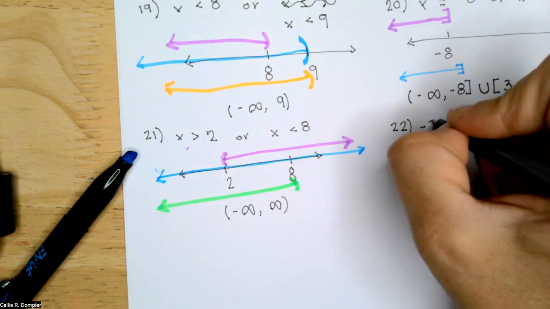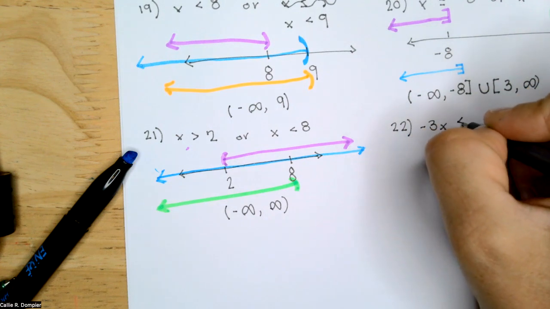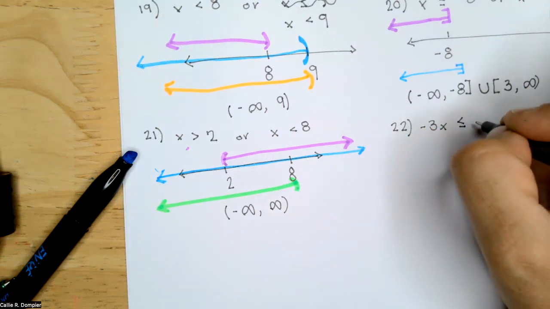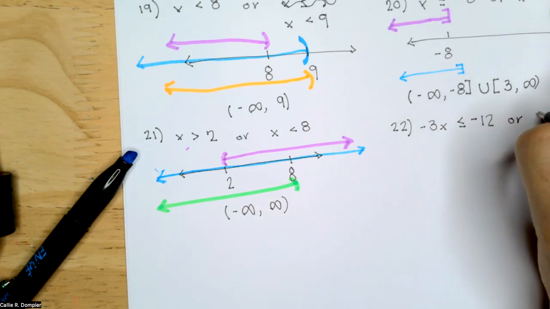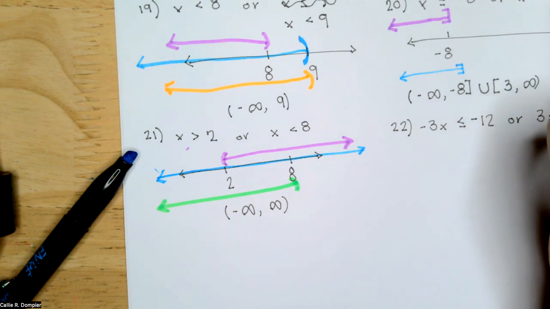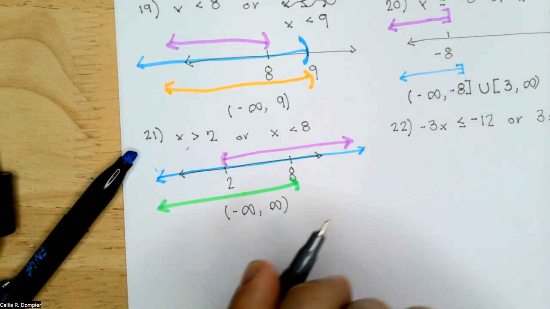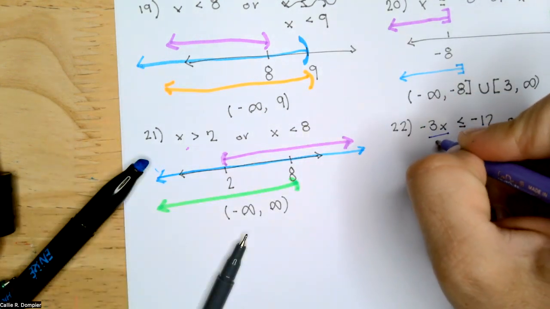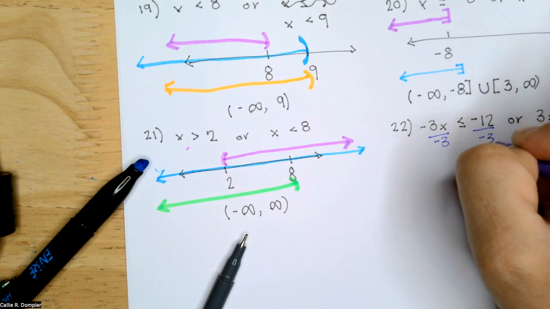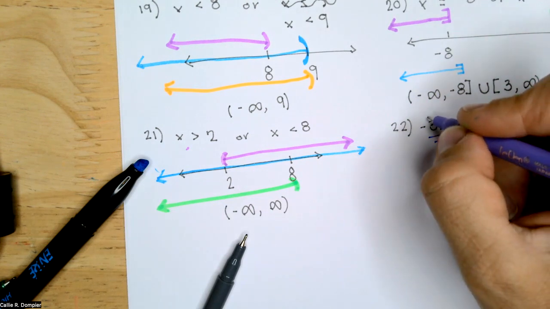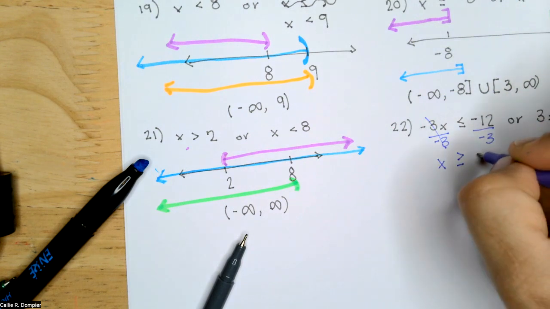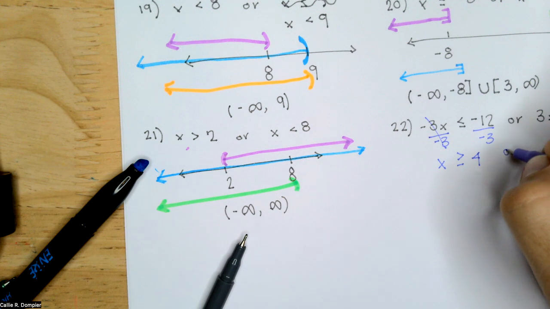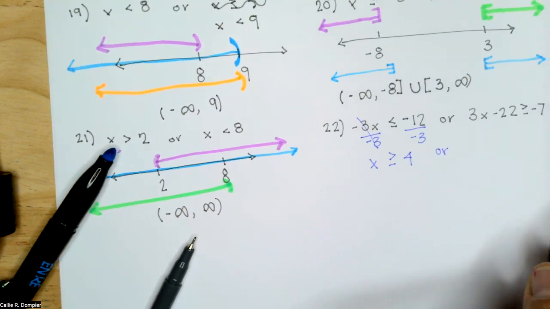Problem 22 is negative 3x less than or equal to 12, negative 12, or 3x minus 22 greater than or equal to negative 7. Good. All right. Here's a negative 3x right off the bat. So I need to divide by a negative 3, divide by a negative 3. That means I need to flip that. I get x is greater than or equal to negative 12 divided by negative 3 is a positive 4. Or here, oh, I'm sorry.